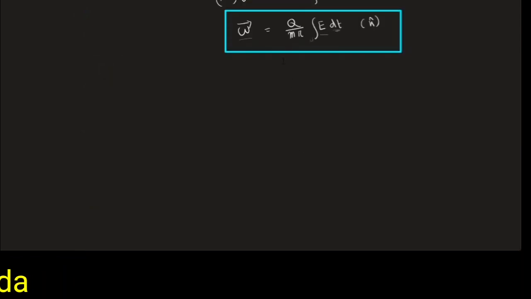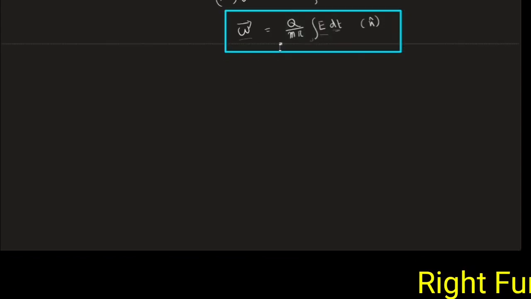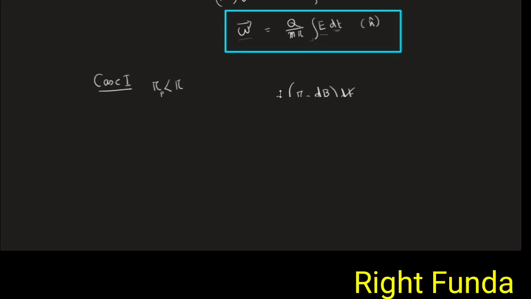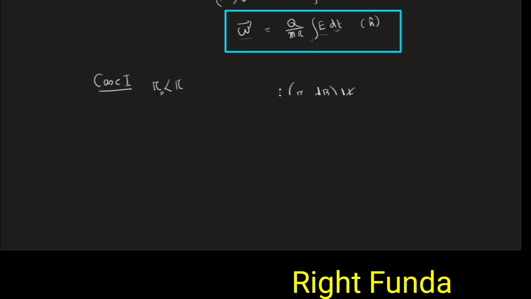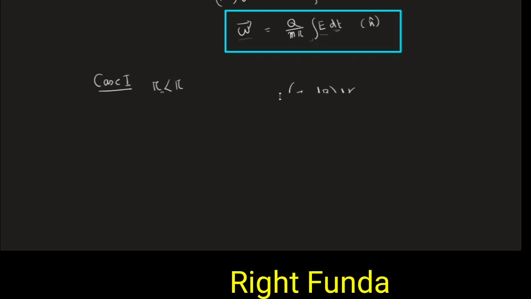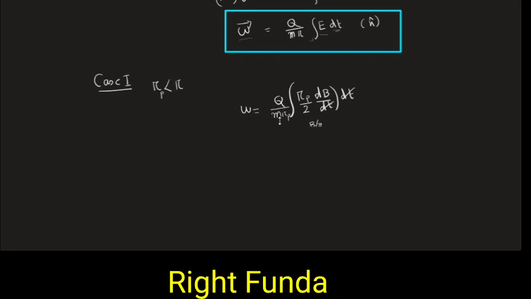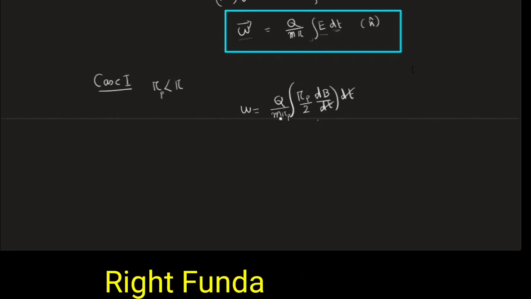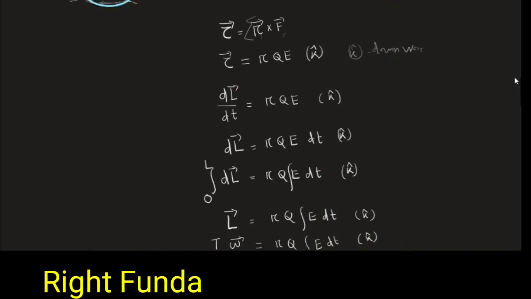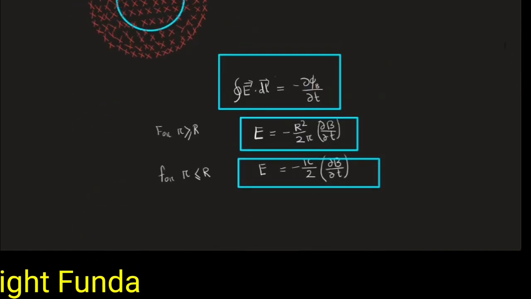We'll see the two cases. Case 1 is Rp less than R, where the paper cylinder is inside. Rp, the radius of the paper cylinder, is less than R. Then I can write the equations for that. We have to substitute the electric field. I will substitute the value of the electric field for this case.